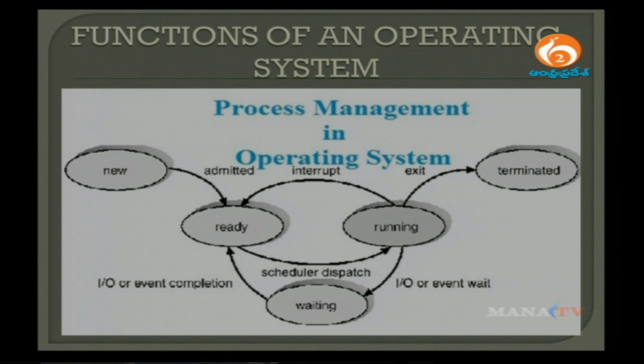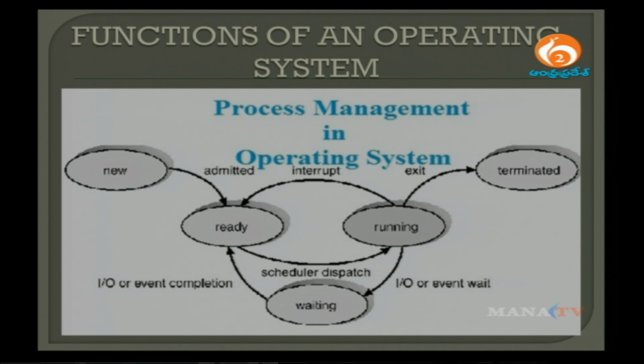Now let me show you a flow chart of process management in the operating system. Let us see the slide once again. We have new, that can be process admitted, ready, scheduler dispatch to running, and then terminated. It can also be exit.